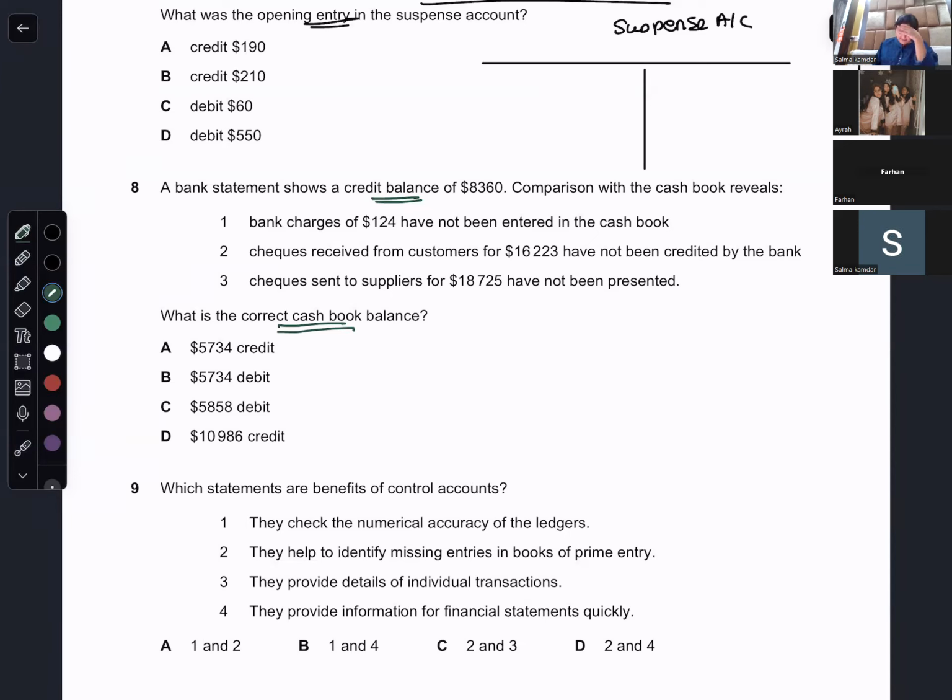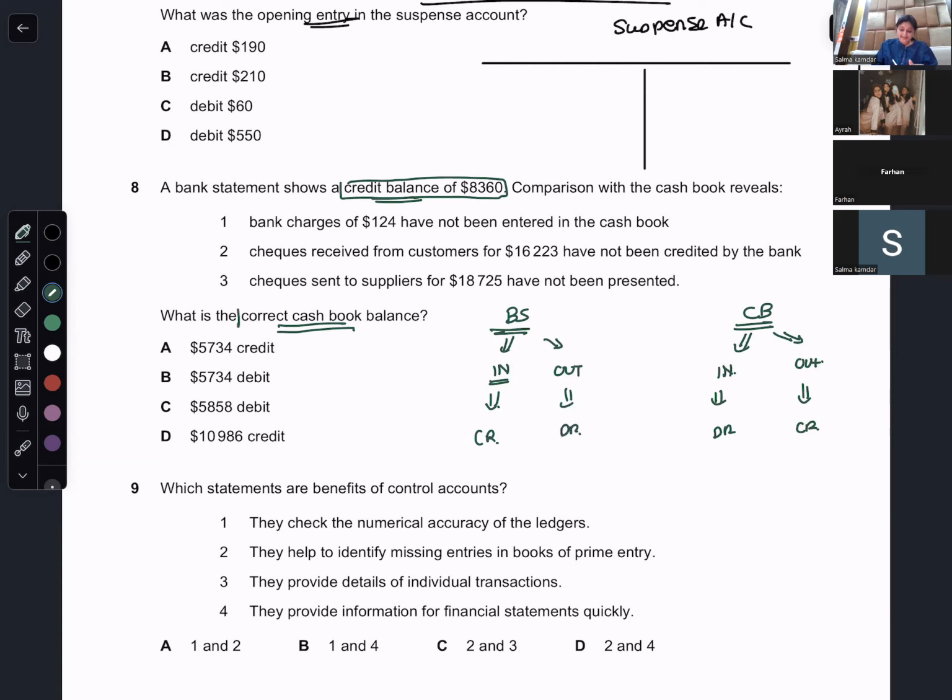We have to find the correct cash book balance and the bank statement shows the credit balance. In the bank statement and in the cash book, cash book in is what balance? Debit balance. And cash book out has what balance? Credit balance. Bank statement in has what balance? Bank statement in credit balance and out debit balance. Okay, fine.